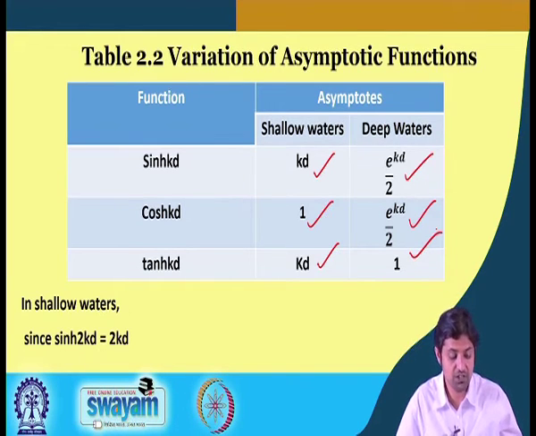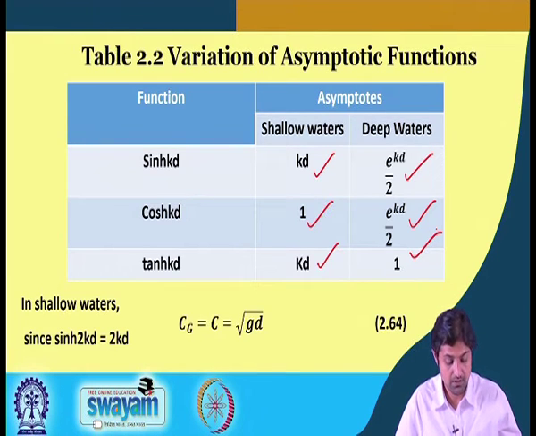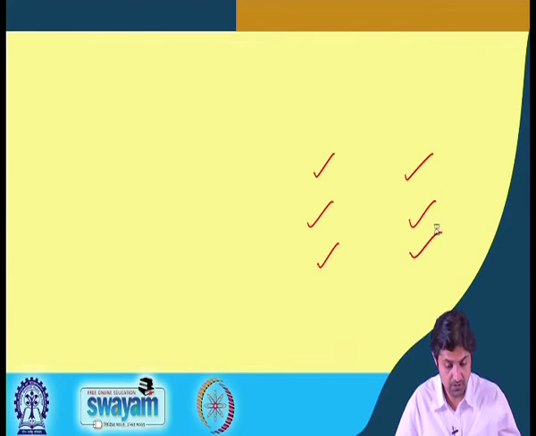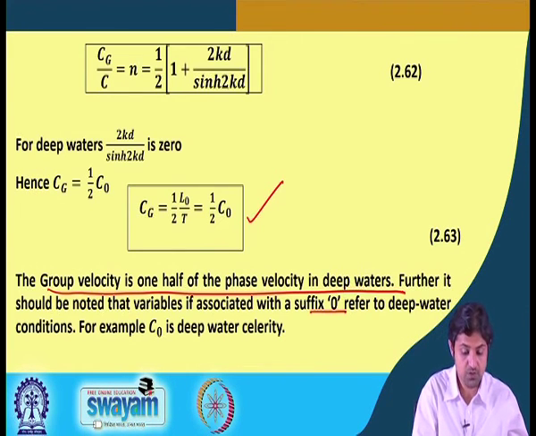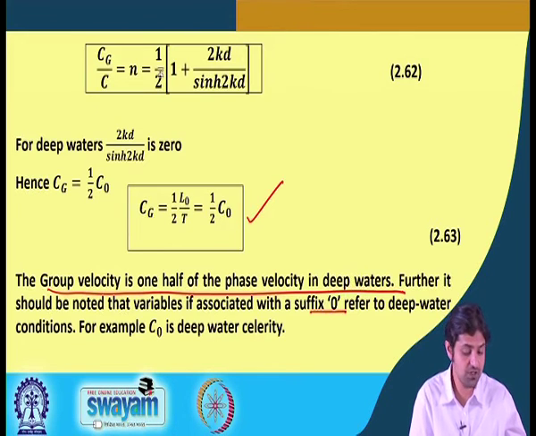So in shallow water, sinh 2kd becomes 2kd. Therefore, if you look at this equation, sinh 2kd will be 2kd, so this 2kd gets cancelled. It will be 1 plus 1, 2, into half. So Cg will become C.